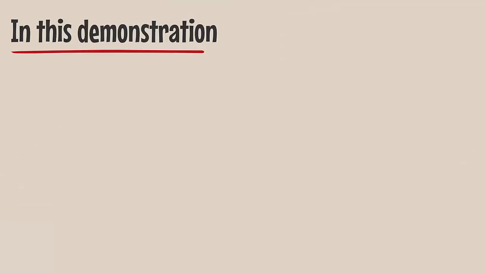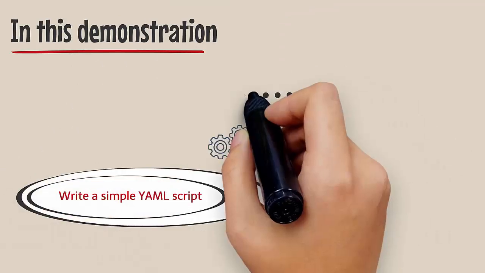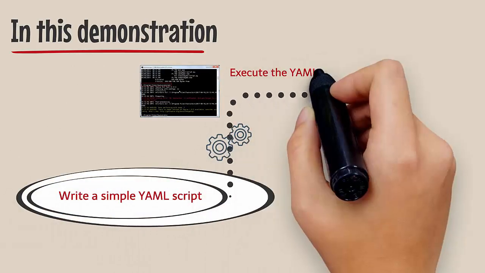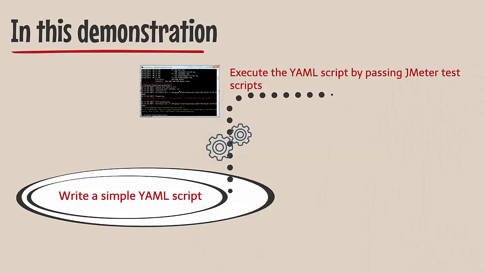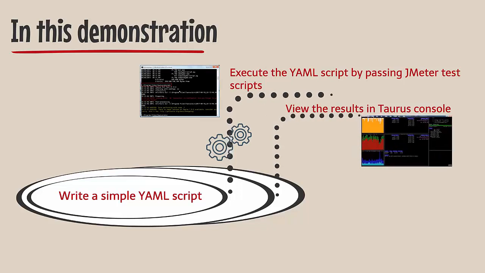In this demonstration, you will write a simple YAML script, execute the YAML script by passing JMeter test scripts, and view results in the Taurus console.